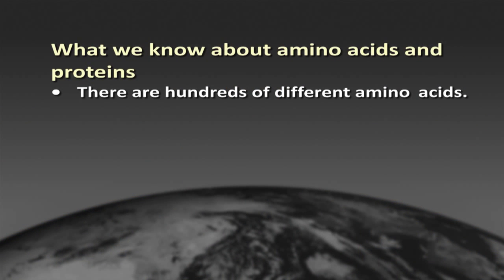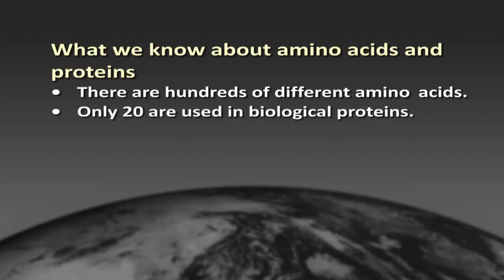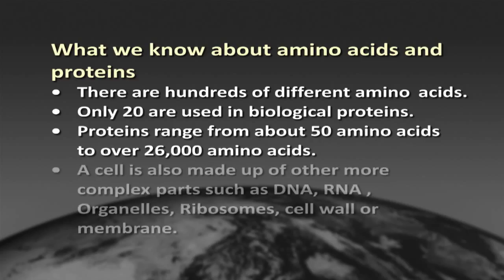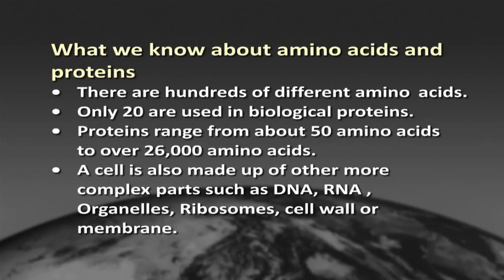First of all, there are hundreds of different types of amino acids out there. Secondly, only 20 of these hundreds of types are used in life. Third, proteins come from small to very large. They range from about 50 amino acids to over 26,000 amino acids. And next, a cell is not made up of just proteins. There's many more complex components such as DNA, RNA, organelles, ribosomes, and even the cell wall or membrane.